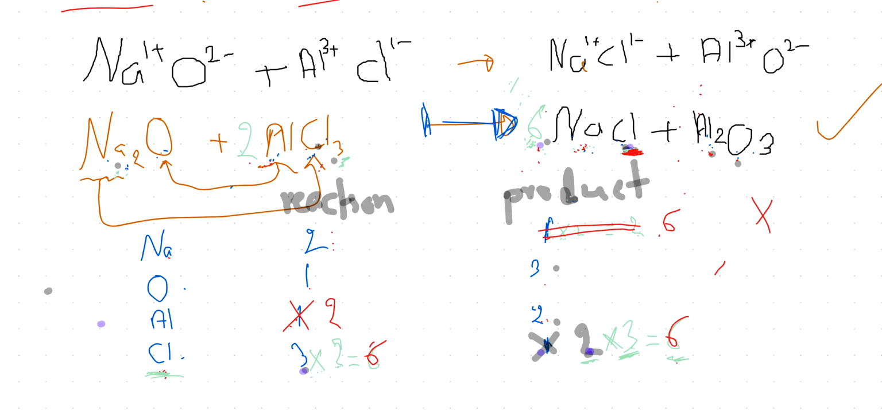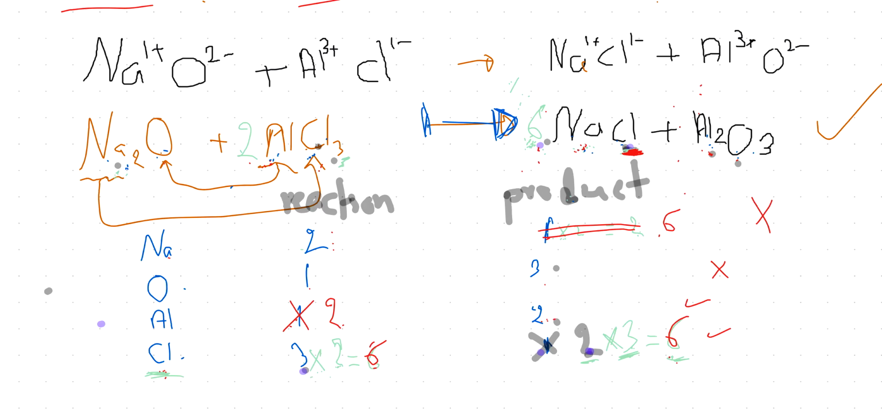Here I have 6 and I have 6. This is good. So I said we will not touch the oxygen till the end. We will leave it till the end and work only on the other elements. Which elements do I have to work on now? The aluminium is good. The chlorine is equal. And still I have the sodium.